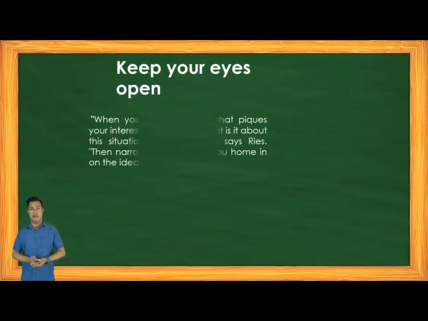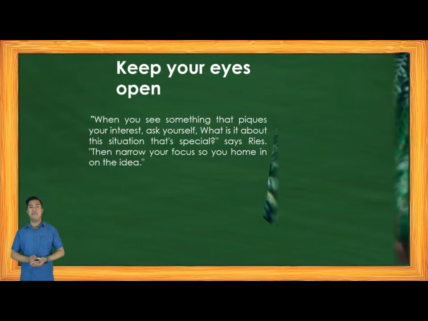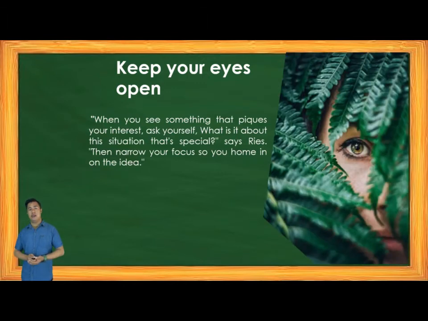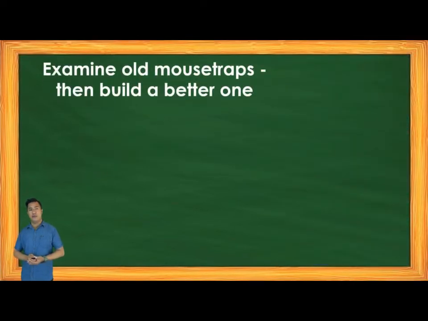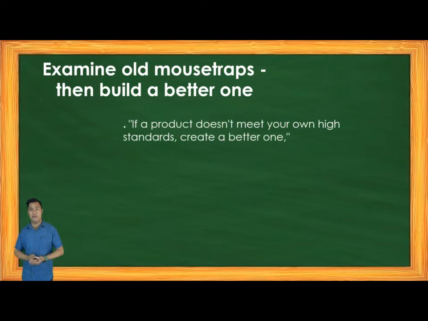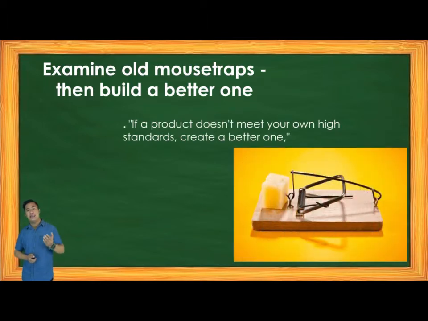Keep your eyes open. When you see something that piques your interest, ask yourself, what is it about the situation that's very special? Then narrow your focus so you home in on the idea. So keep your eyes open. Examine the old mousetraps, then build a better one. So if your product doesn't meet your own high standards, then create a better one.